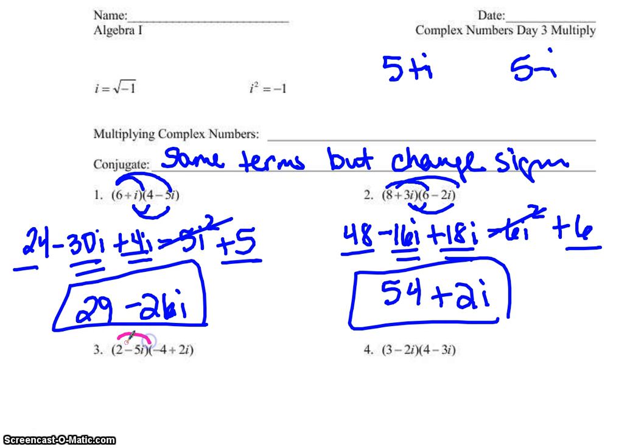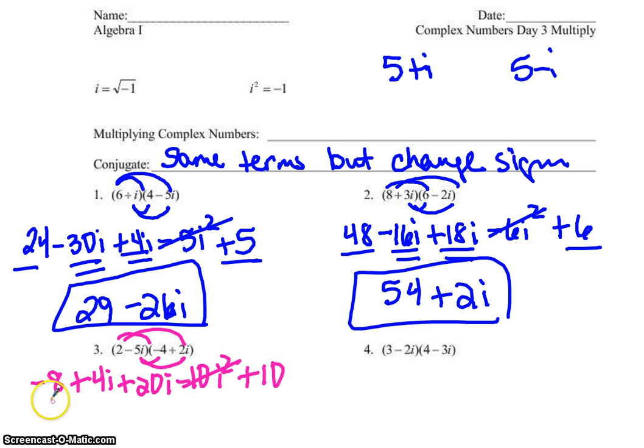So you're going to distribute your 2. And so 2 times -4 is -8. 2 times 2i is plus 4i. You're going to distribute your -5i. -5i times -4 is plus 20i. And -5i times 2i is minus 10i squared. This last term becomes plus 10. So -8 plus 10 is 2. And 4i plus 20i is plus 24i.